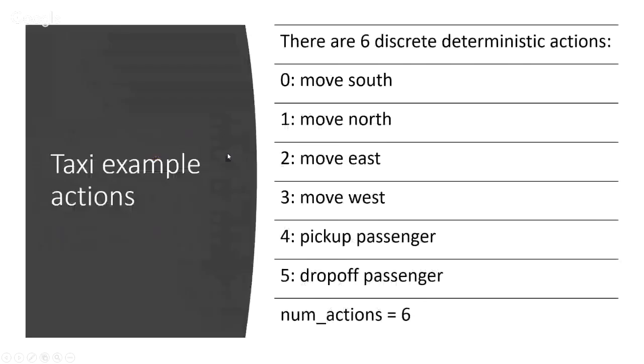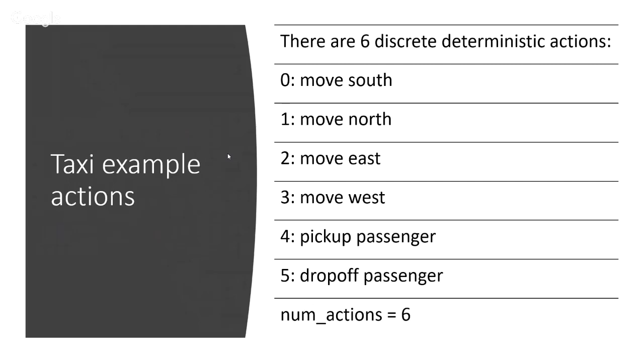So next, I'm just going to break it down into different bits. So that was the observation. Now I'm going to look at the actions. There are 6 discrete deterministic actions. If this was an array of actions, 0 could trigger move south, 1 move north. But basically, we look at them, these are the actions. So you've got move south, move north, move east, and move west.